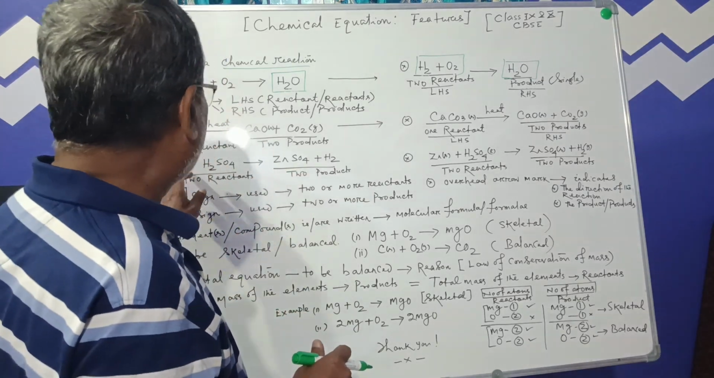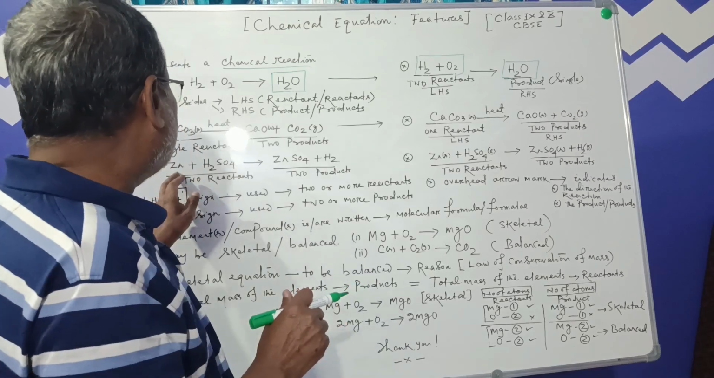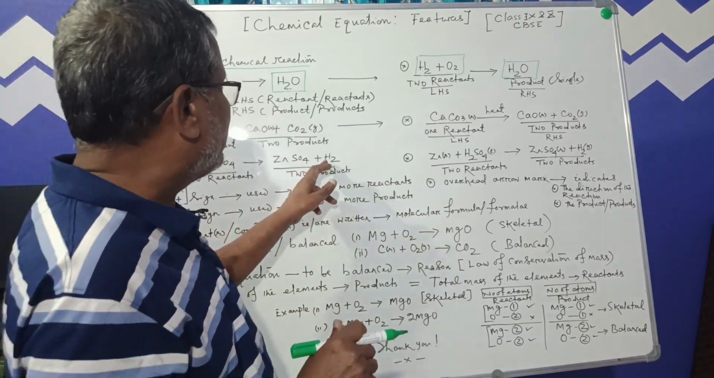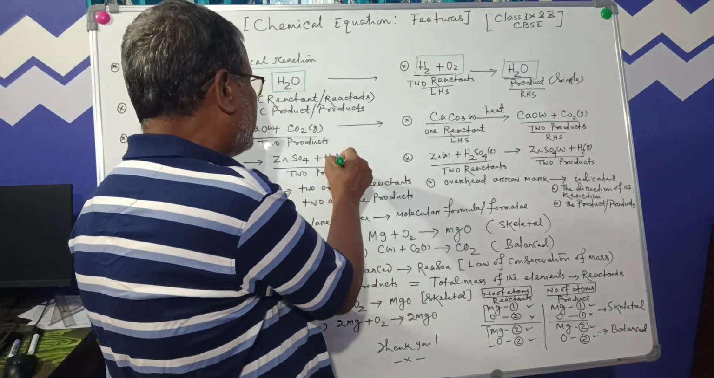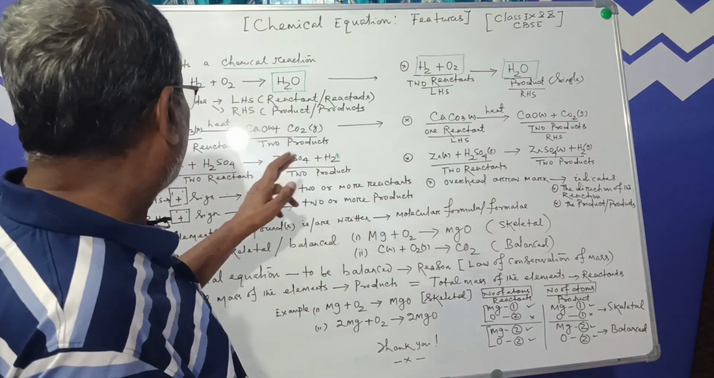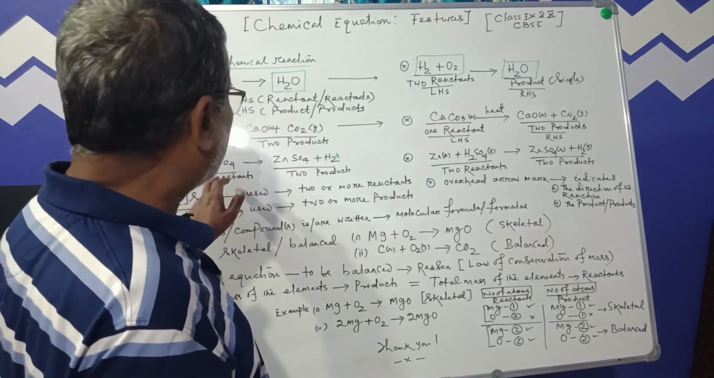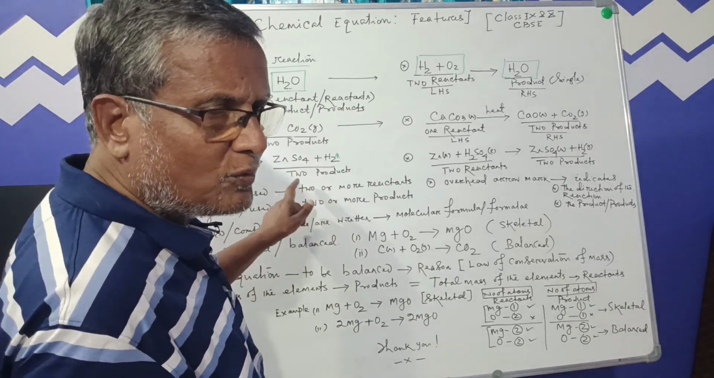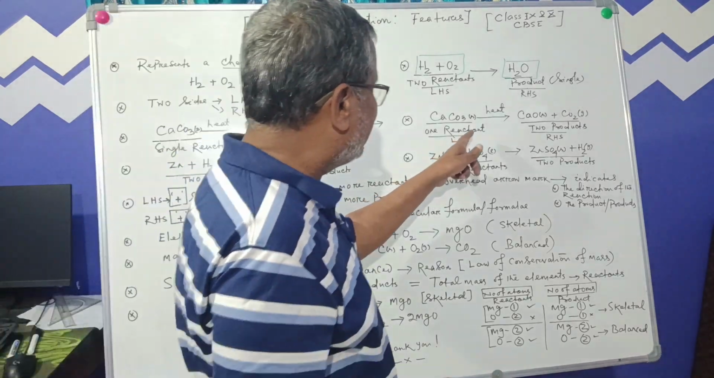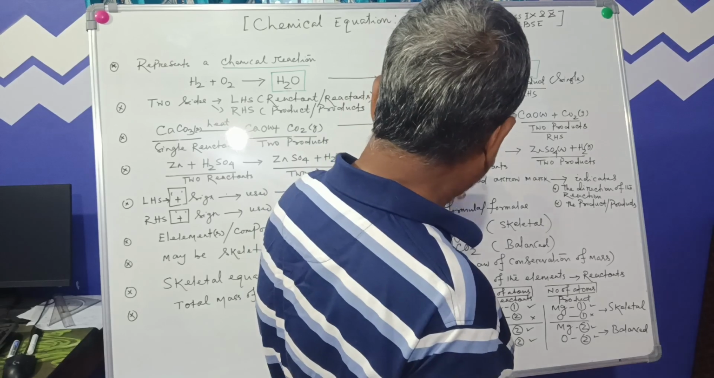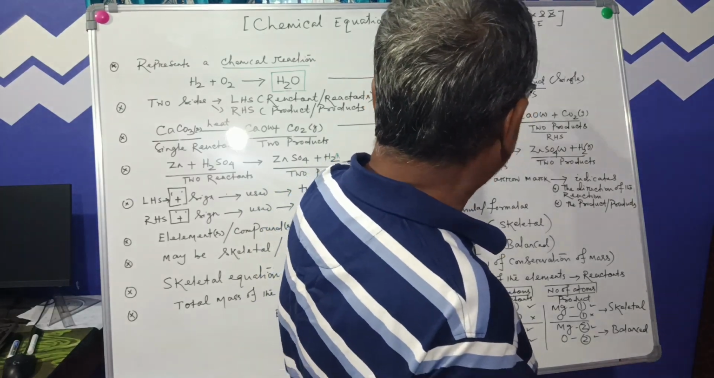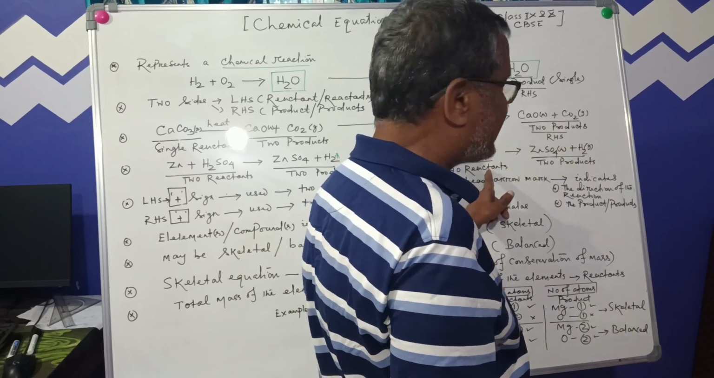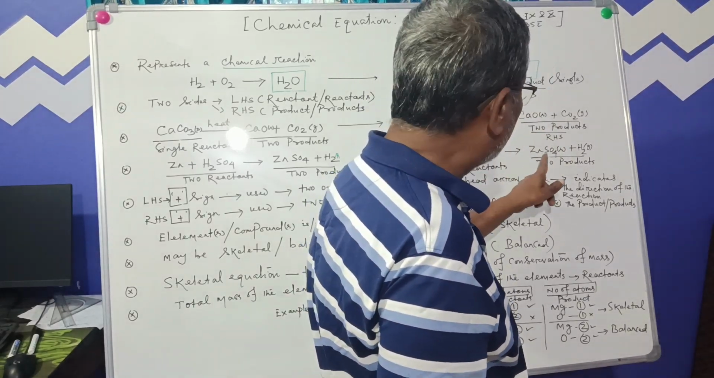When zinc granules react with sulfuric acid, zinc sulfate, the salt, and hydrogen gas are formed. Okay, now you compare: the left side has two reactants, the right side has two products. So this is another exception, and you compare three: two reactants, one product; one reactant, two products; and here, two reactants on the left side and two products.